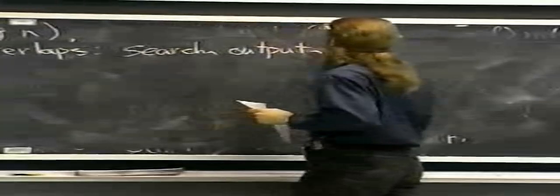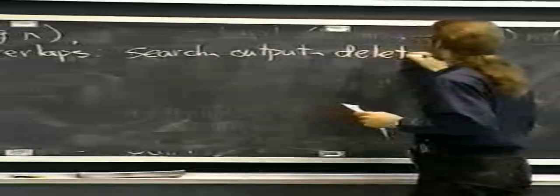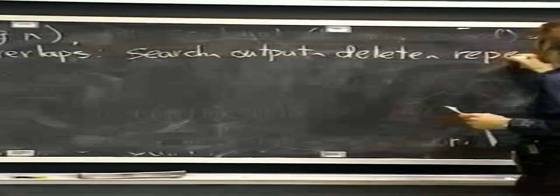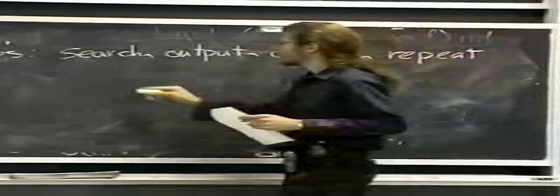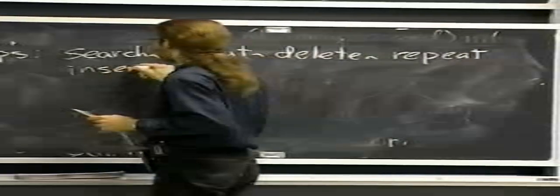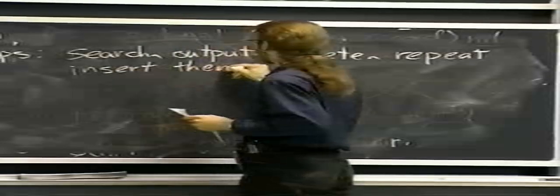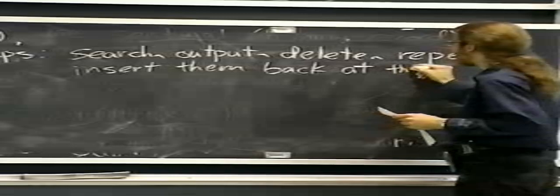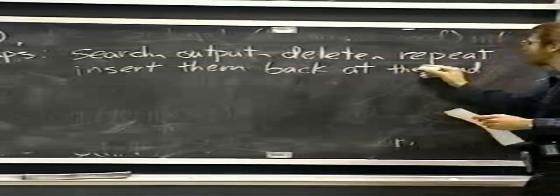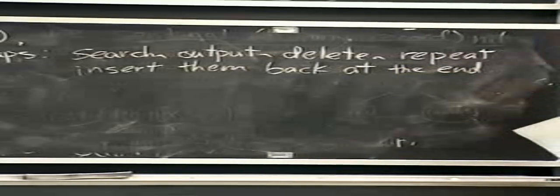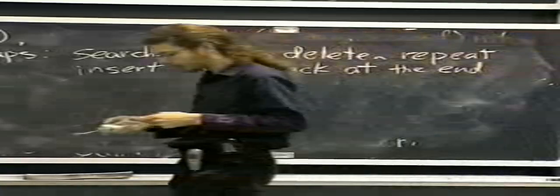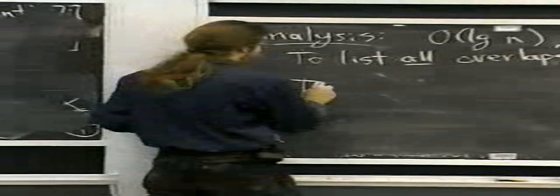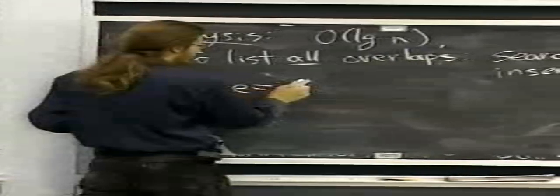Do an interval search, output that as part of the answer, delete it, and then repeat. And if you don't want to screw up your data structure, you can insert them afterwards. Once you've found them all, you have them in your hands, you can insert them back. And then you have exactly the structure you had before. So that's pretty cool. What's the running time of this new algorithm for listing all of them?